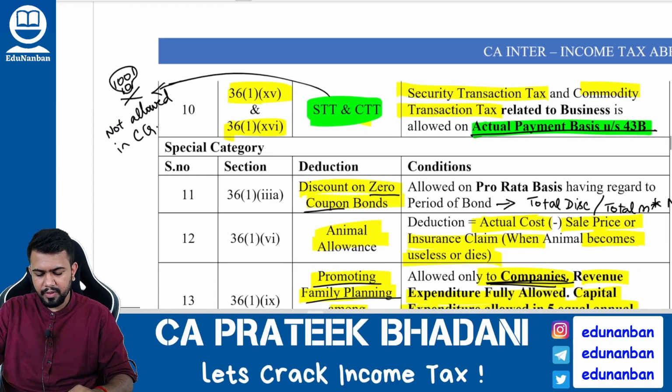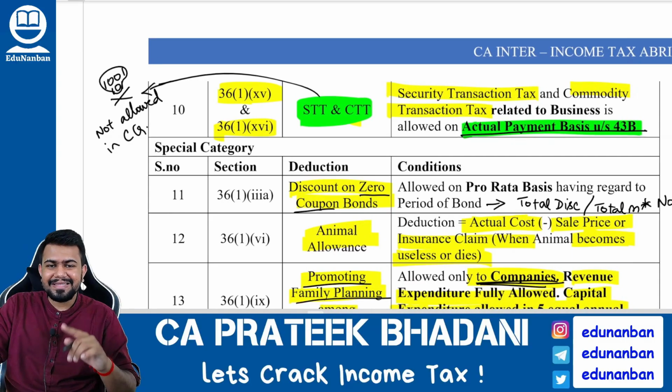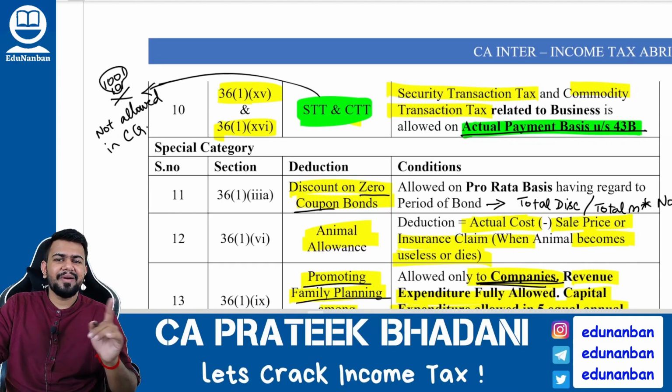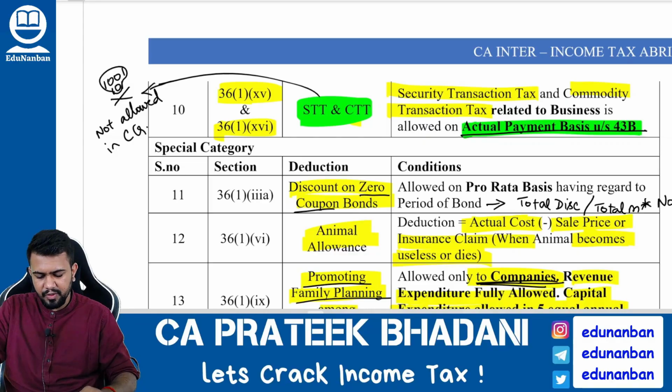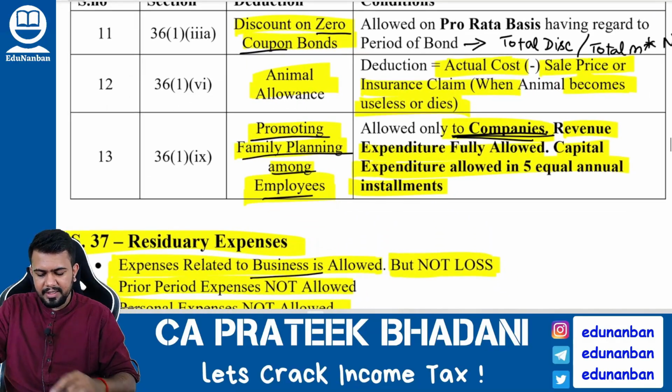of income. Okay, now be very careful. STT and CTT are allowed in PGBP, but not allowed in capital gain. Okay? Now let's talk about other deductions.